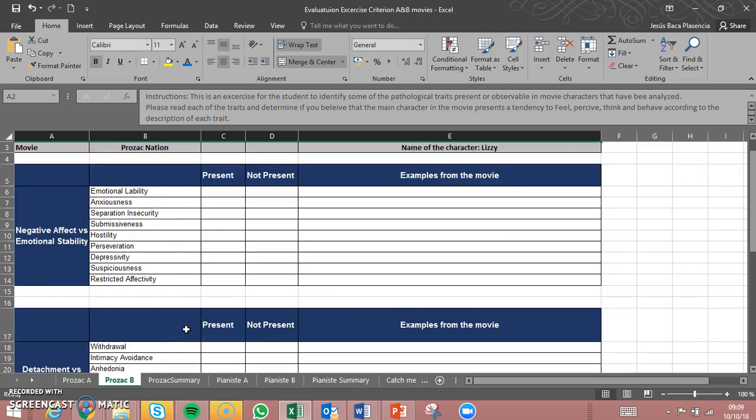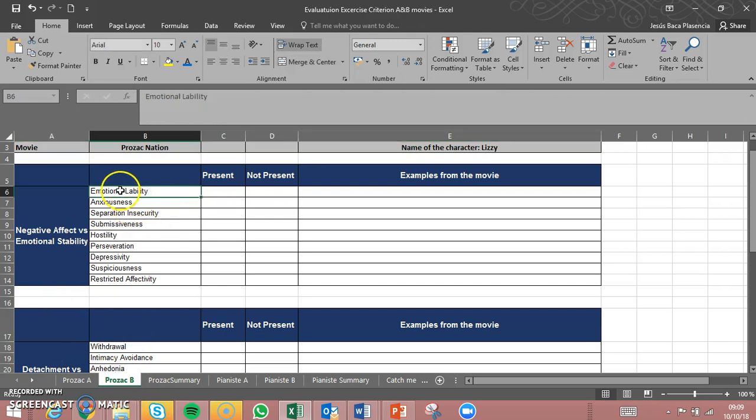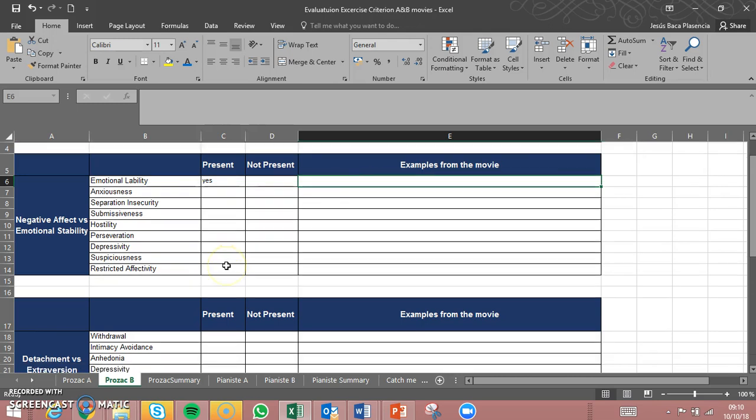So what you're going to do is think of Lisi of Prozac Nation, and you're going to read the definition of emotional lability, which is in the DSM-5, and you can find it there. And there you can see if it's present. You would say yes here, and here you would put an example from the movie. Why are you saying that this trait is present, in order to think that it's consistent as a way of perceiving, thinking, behaving, or feeling? And here you're going to put the examples from the movie.